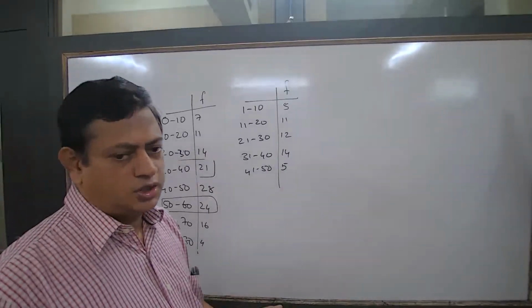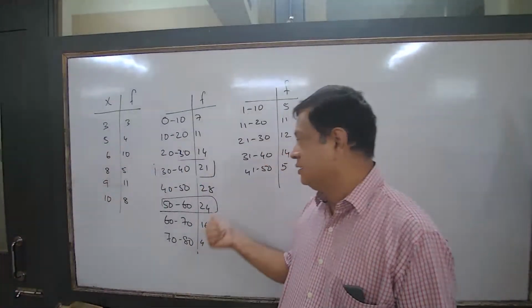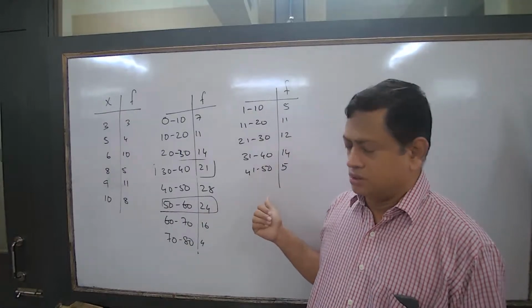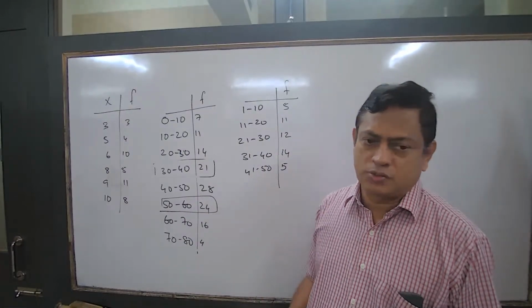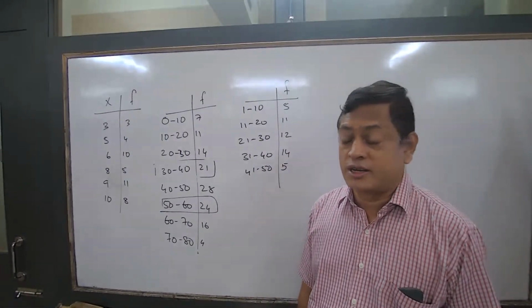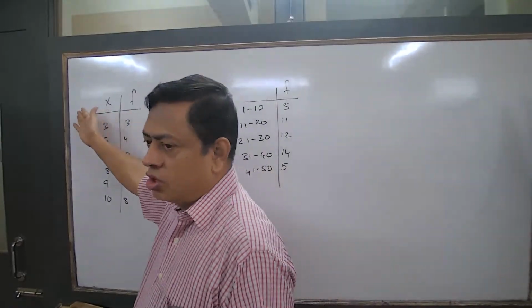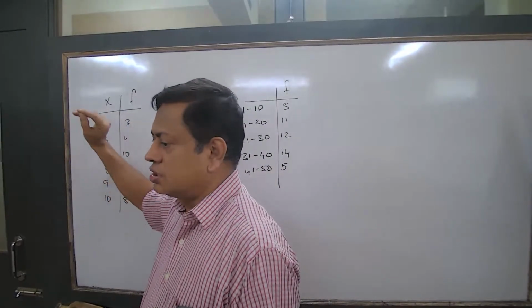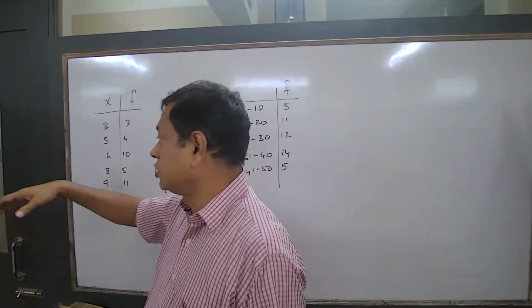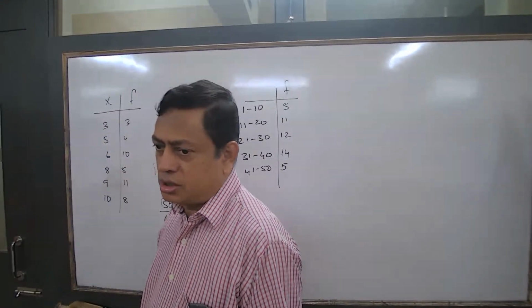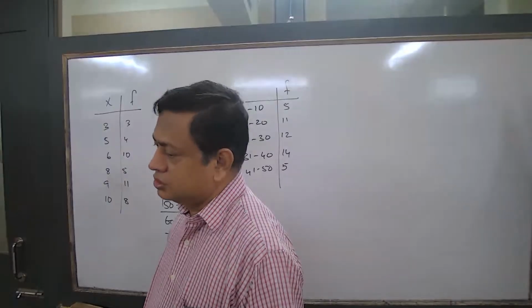Now look here, the next one. What is X? X is the variable. It depends on what the data is based on. If it is marks, X is the mark, or if it is size, X is the size, whatever. Or if it is number of children, X is the number of children in the family, like that.